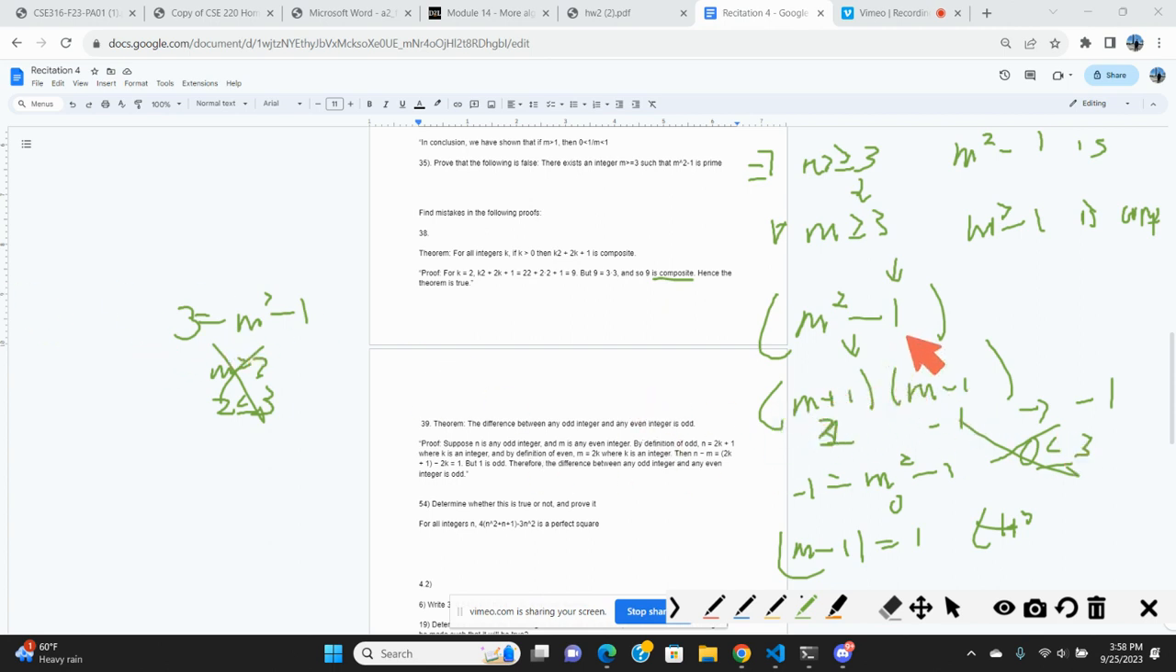So we have proven that m squared minus 1 can always be factored into factors that are not 1, which means that m squared minus 1 is always going to be composite for m greater than or equal to 3.